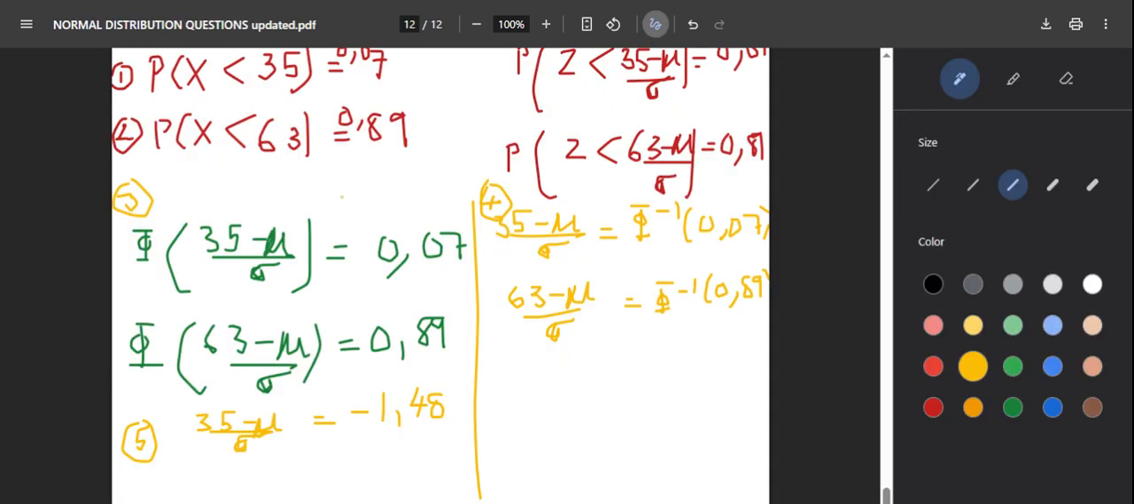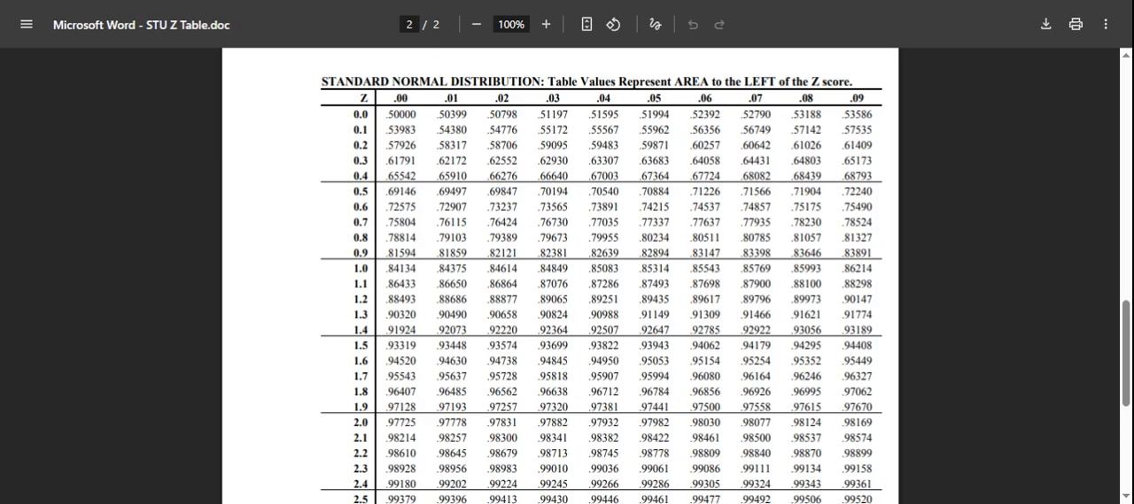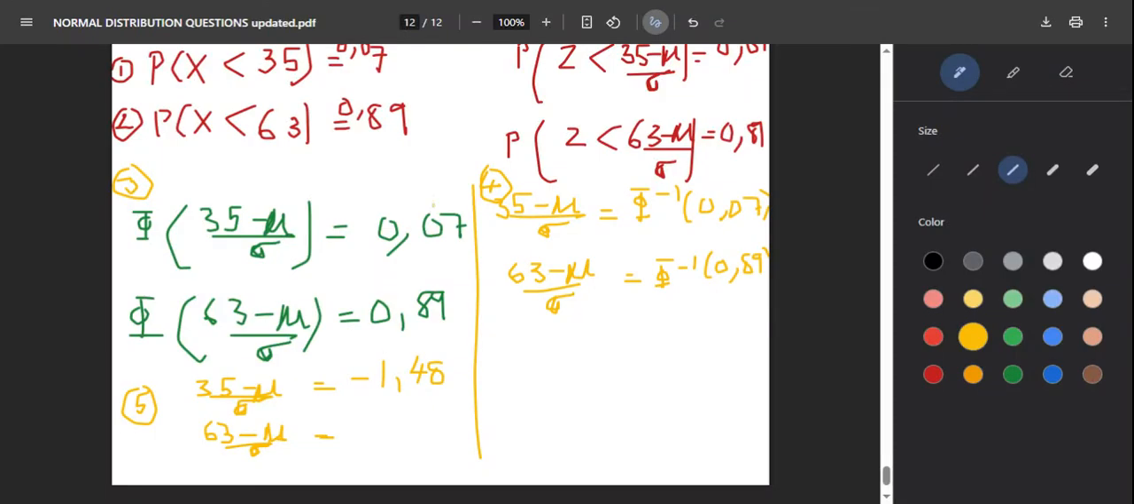Now, let us proceed then. So we then go on to say (63 minus mu) over sigma is equal to arc phi of 0.89. Now, what is arc phi of 0.89? Let us go to our normal distribution table and pick a point that seems closest to 0.89. It's somewhere between these points. Now, you realize that the one that is closest is the one with the smallest difference from 0.89, and it's at 1.23. So now this is going to be equal to 1.23.